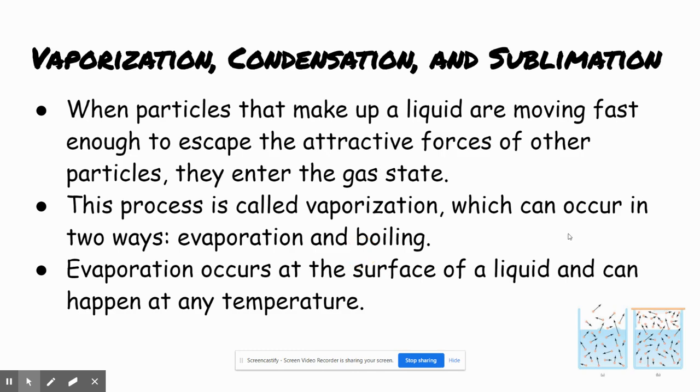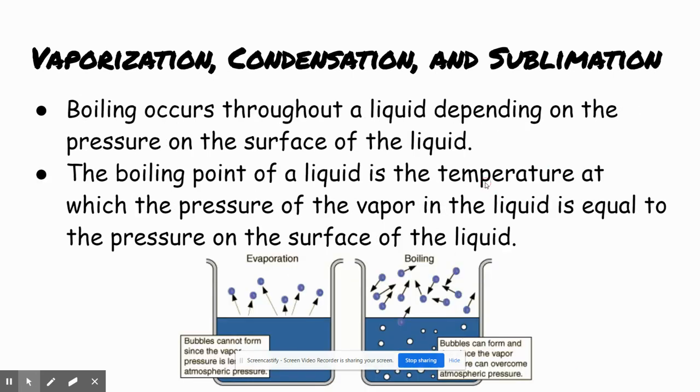When particles that make up a liquid are moving fast enough to escape the attractive forces of each other, they enter the gas state. This process is called vaporization, which can occur in two ways: evaporation and boiling. Evaporation occurs at the surface of the liquid and can happen at any temperature. So when you're outside and it's really hot and you sweat, your sweat evaporates and takes heat away from you, even though it's still really hot outside.